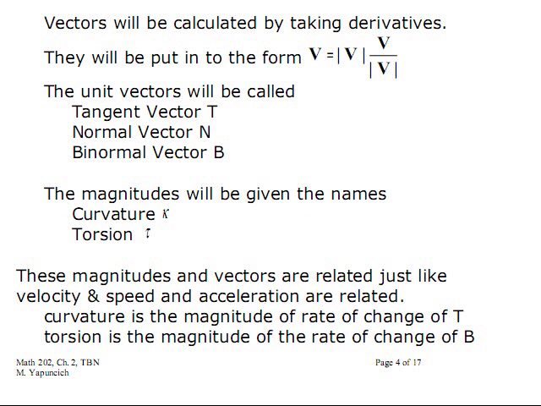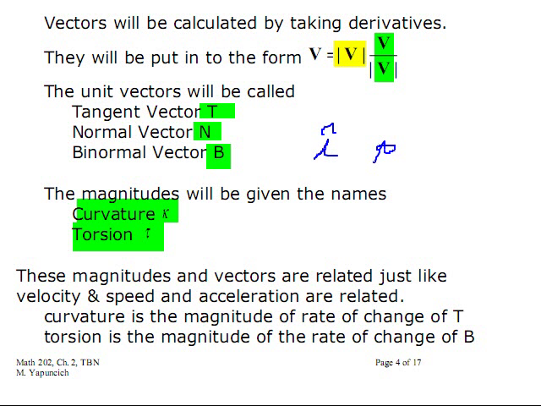For the derivations here, the vectors will be calculated by taking successive derivatives. Then each vector will be put in the form of a magnitude and a unit vector. The magnitudes will have the names curvature and torsion, and the unit vectors are named T, the tangent vector, the normal vector, and the binormal vector. These will be unit vectors, but they are not written with hats. We usually write i with a hat on it or k with a hat on it to signify a unit vector. The hats are left off, but they are unit vectors.